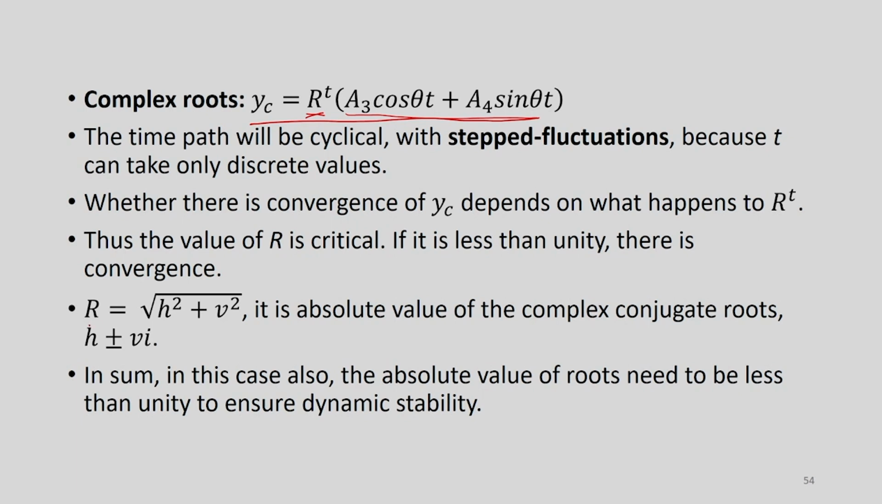But what is r? R is given by the square root of h square plus v square. It is the absolute value of the complex conjugate roots h plus minus vi. So, in sum, in this case also the absolute value of the roots needs to be less than unity to ensure dynamic stability. So, there is a common thread in all these three results, that the absolute value of the roots has to be less than 1.